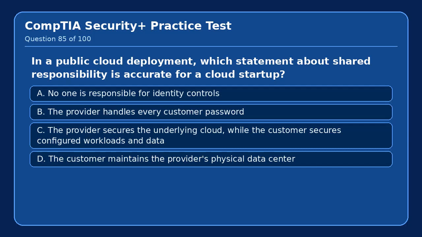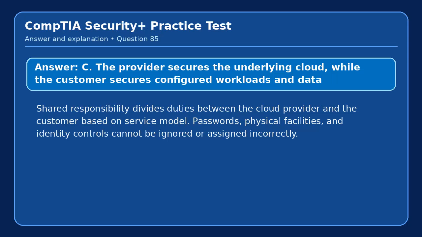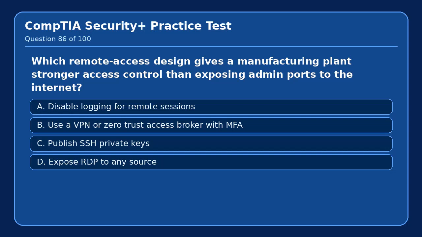Question 88. How should a managed service provider protect database files stored on cloud volumes? A. Use guest accounts for database administrators. B. Store all files world readable. C. Disable access logs. D. Use encryption at rest with controlled key access. Take a moment to choose your answer. The answer is D. Use encryption at rest with controlled key access. Encryption at rest protects stored data if media or snapshots are exposed, while key access controls limit use. World readable files, no logs, and guest administration weaken confidentiality and accountability.